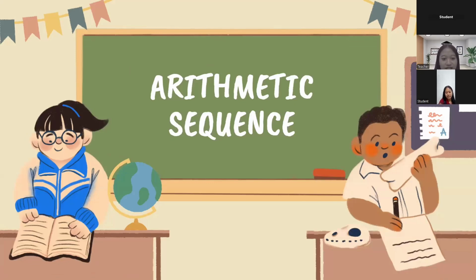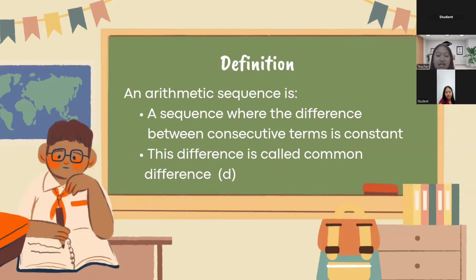Now we learn about arithmetic sequence. An arithmetic sequence is a sequence where the difference between consecutive terms is constant. This difference is called the common difference, or d. Do you understand what difference means? Yes, miss. Excellent.